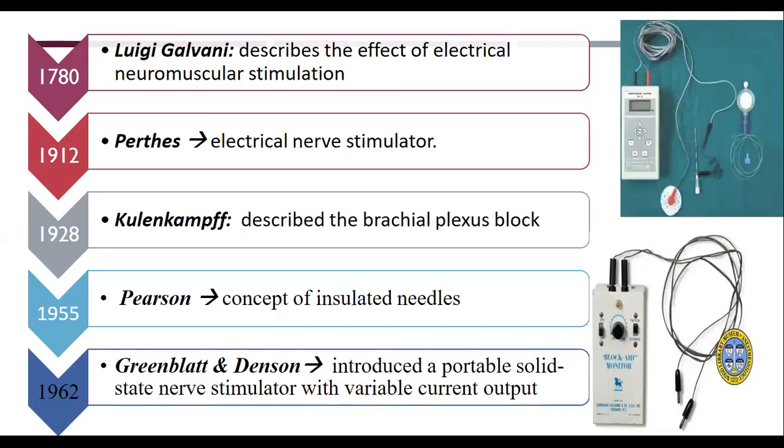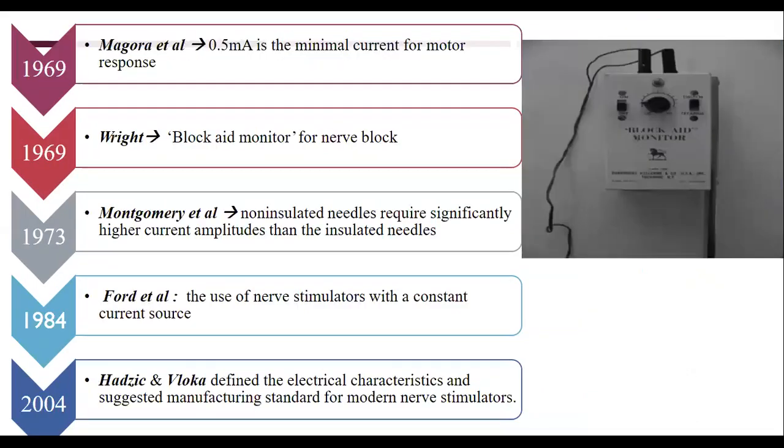So these are the histories: Sir Luigi Galvani described neuromuscular stimulation, followed by Perthes with the electrical nerve stimulator, and Kulenkampff, who described the brachial plexus block, and so on. And in 2004, Dr. Hadzic and Loaks defined the electrical characteristics and suggested manufacturing standards for modern nerve stimulators.